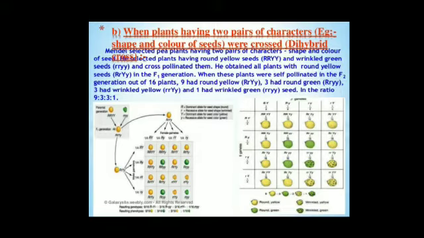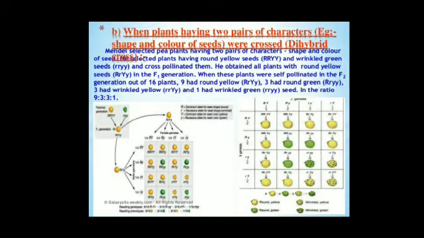Suppose the plant obtained in F1 generation has genotype capital R, small r, capital Y, small y. Then we can make only 4 combinations with it: capital R, capital Y; capital R, small y; small r, capital Y; and small r, small y. So you will write down these 4 combinations of genes on the x-axis and on the y-axis.